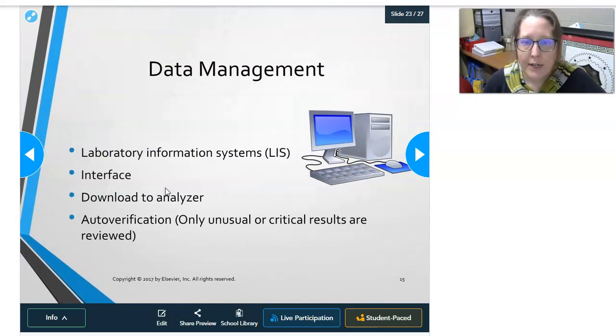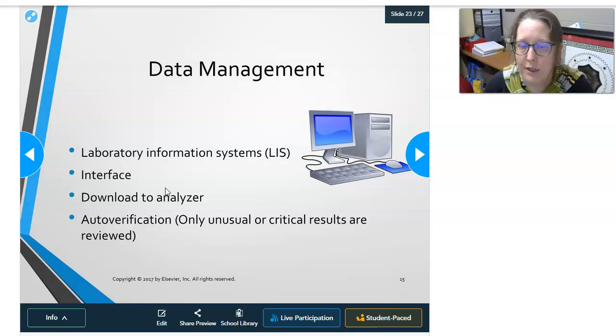I will fix it. All right, and lastly, you have to be able to manage all the data that's generated. One of the first things that's not even listed on here is when you get those signals of absorbance or cloudiness, whatever's detected, that has to be converted into a concentration, usually milligrams per dL, international units per liter, something like that. And that is done by the onboard computer based on the calibration of that analyzer for that specific test.